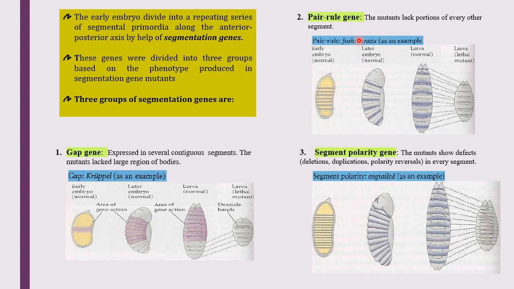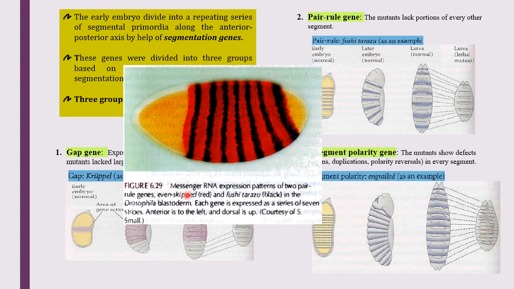Another example is even skipped. Here even skipped has been denoted by a red stripe and Fushitarazu has been denoted by a black stripe. So we can see that both of these genes are expressed in alternate segments and not in continuous segments, and hence establish a zebra stripe fashion of expression.